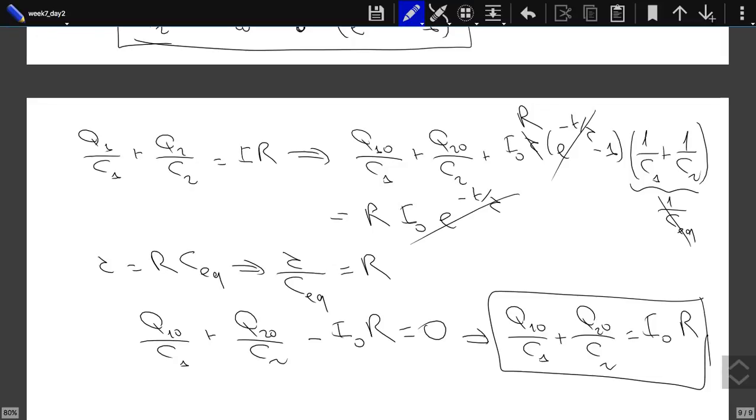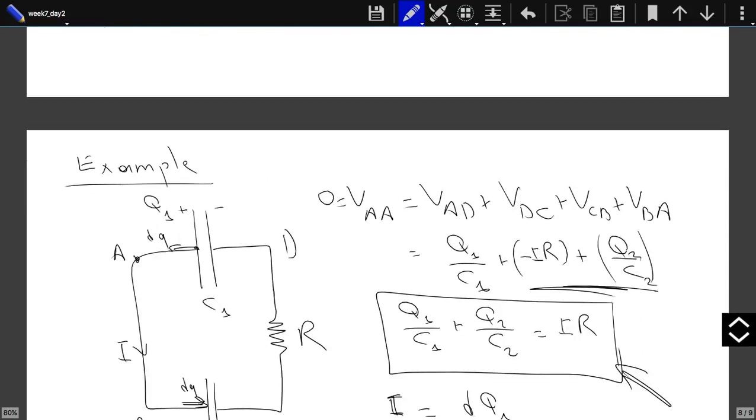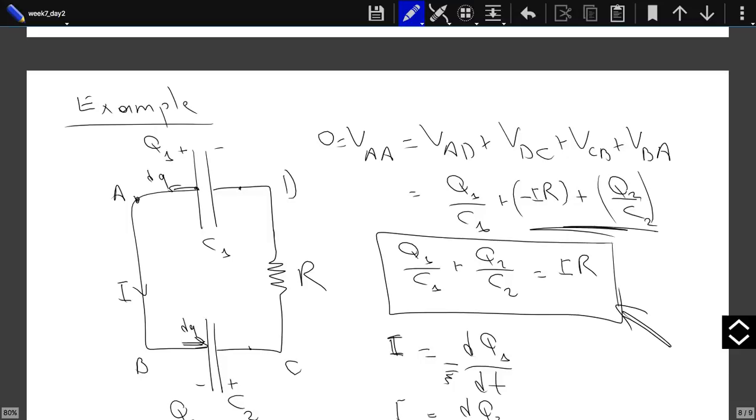You see, by the way, this is V1, the potential difference across my first capacitor. This is V2, the potential difference across my second capacitor. V1 plus V2 is nothing but the potential difference across both of my capacitors. That is the potential difference between this point and this point. So that difference should be nothing but I times R.